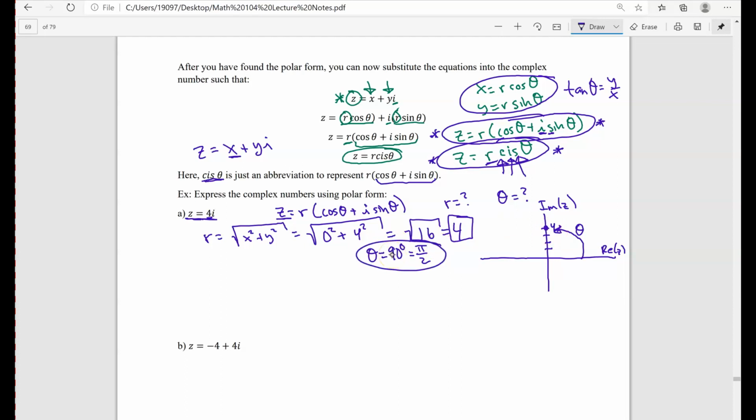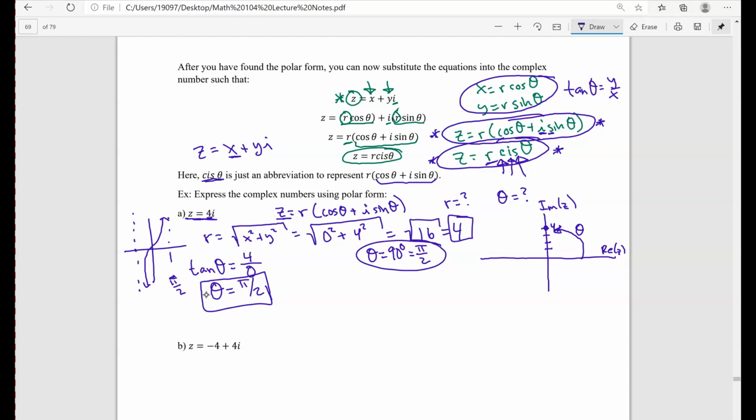Another way you could have done it is to use tangent of theta equals y over x. Y in this case is the 4, over x, which is 0. So this is undefined. You're looking for the value of theta that gives you something undefined, and that's pi over 2. The way you remember that is that when we draw tangent, you have asymptotes at negative pi over 2 and pi over 2. So pi over 2 is one of the angles where this is undefined.